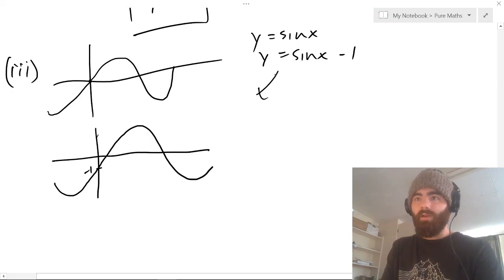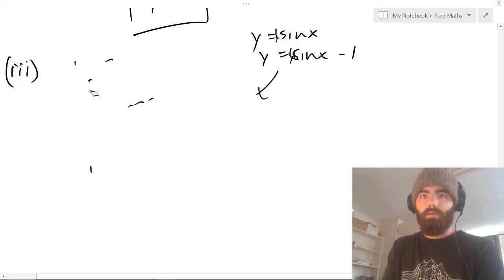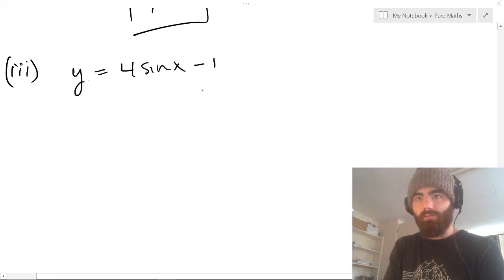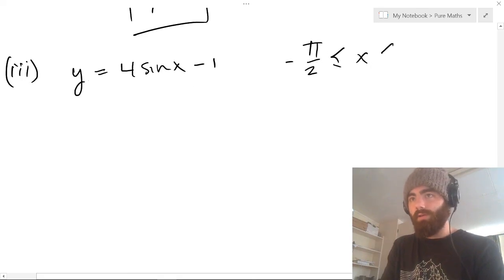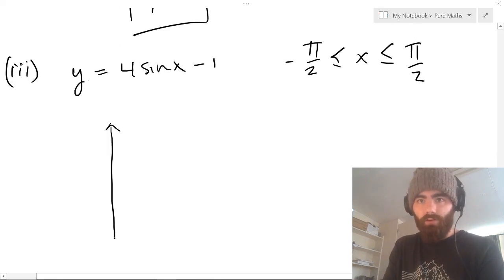Right? And then if we times it by 4, well, instead of going up to 1 and down to minus 1, it goes up to 4 and down to minus 4. So our final graph is going to look like y equals 4 sine of x minus 1. And remember, it's between minus pi over 2 and pi over 2. So this is going to look like this.